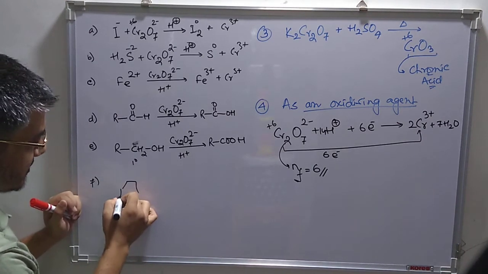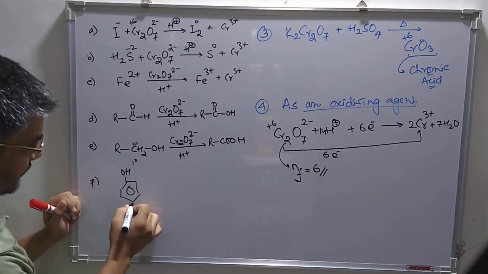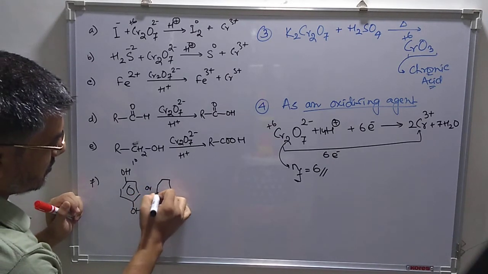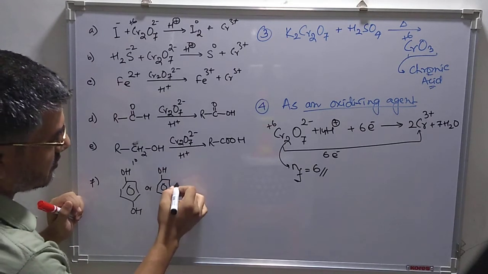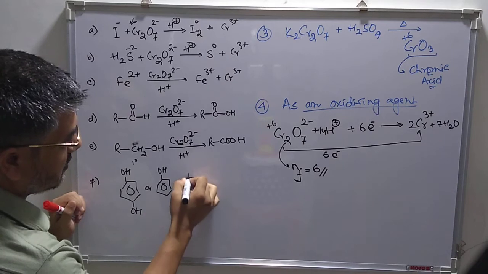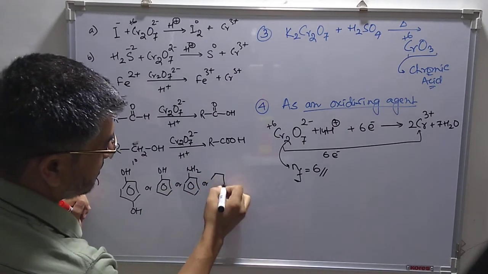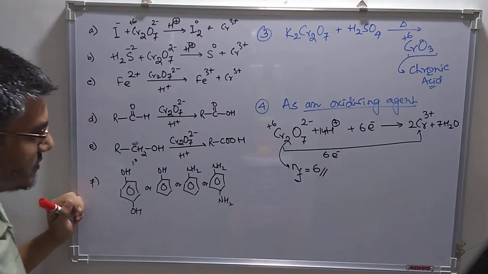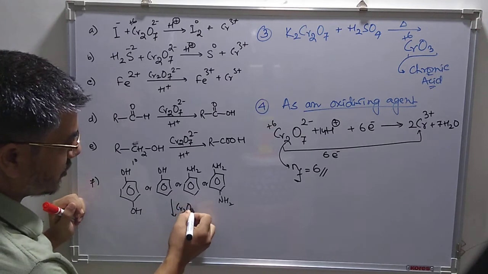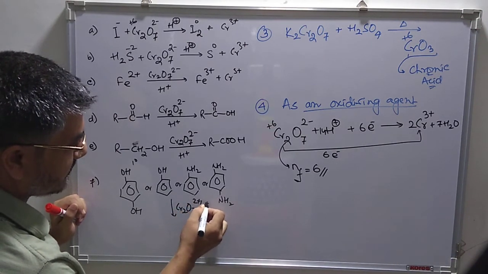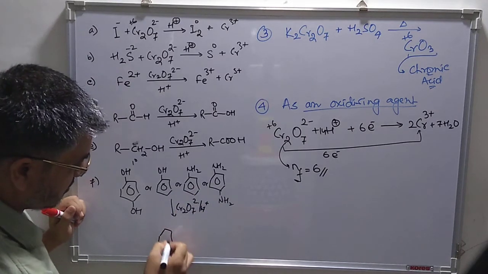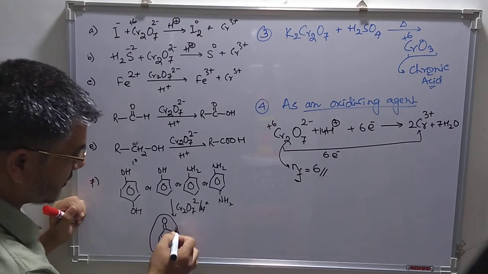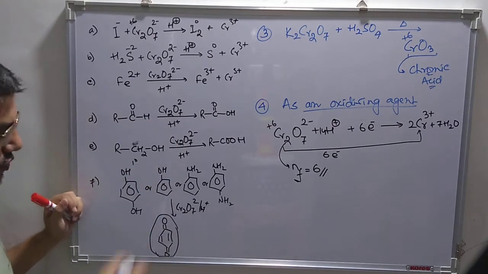In the same way, look at this, we have aniline. These types of organic compounds are oxidized by dichromate in acidic medium to give you benzophenone. Sorry, quinone.